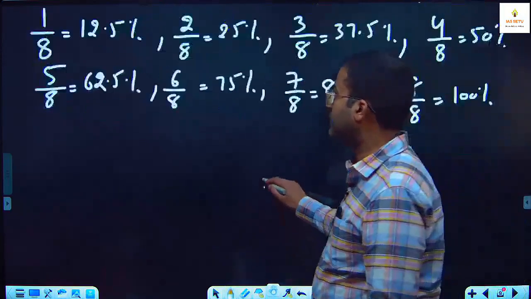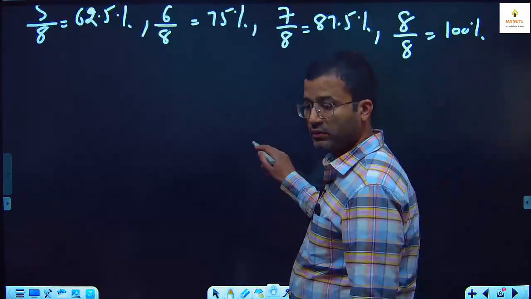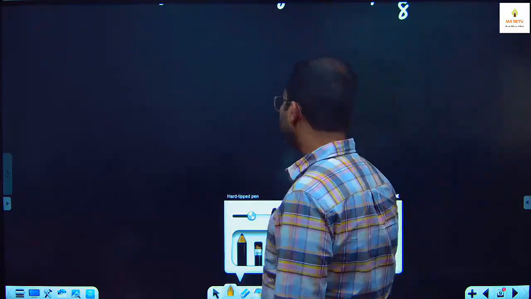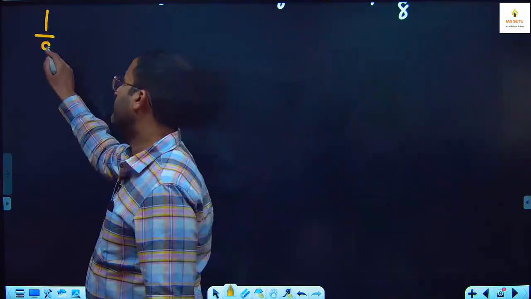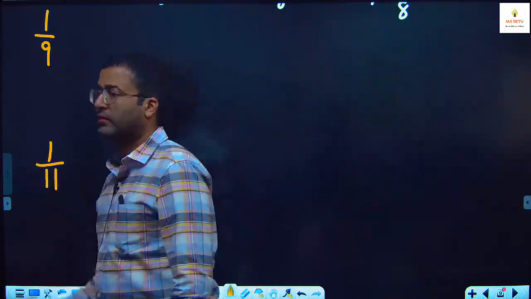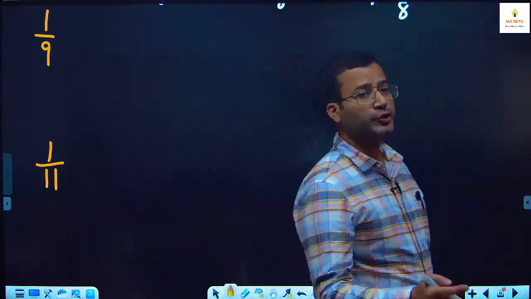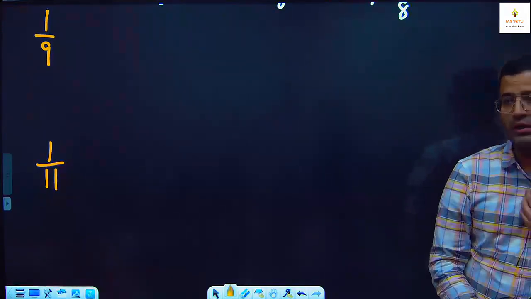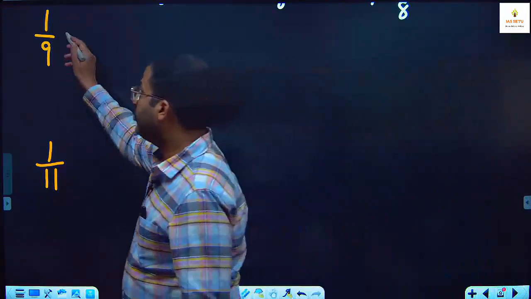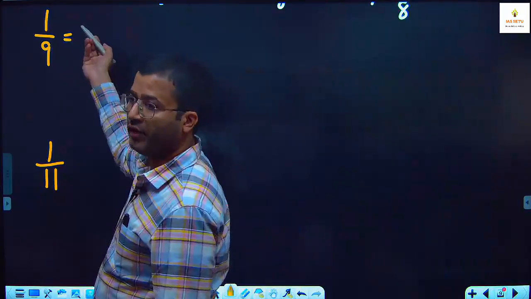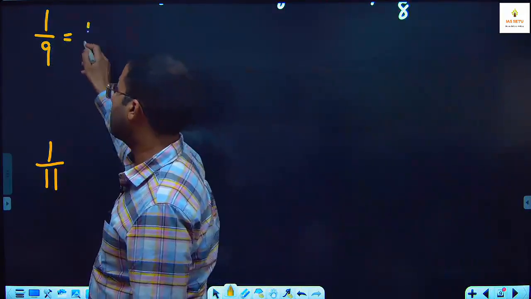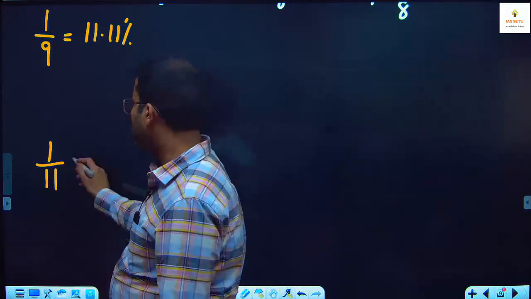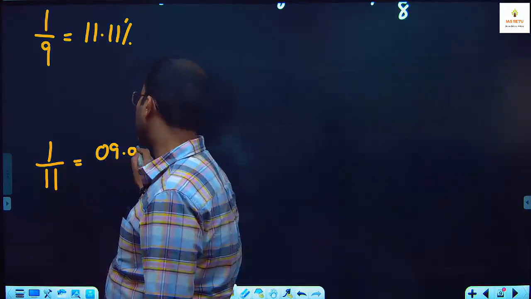Next is 1/9 and 1/11. Easy to remember. These are opposite to each other. When denominator is 9, percentage is multiple of 11. Ulta hai. 1/9 is 11.11%, whereas 1/11 is 09.09%.